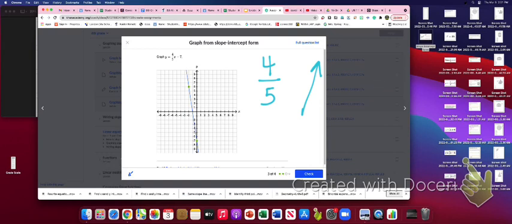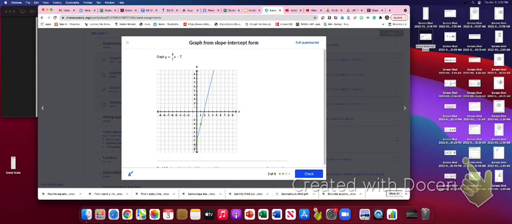And what the slope is telling me is the top number is how much you go up or down. The bottom number is how much you go left to right. It's rise over run. So what does that mean about my second point? From my y-intercept, that means I'm going to go up 4, and then do I go to the right or to the left? 5. You can test it out. Let's go up 4 and to the right 5.